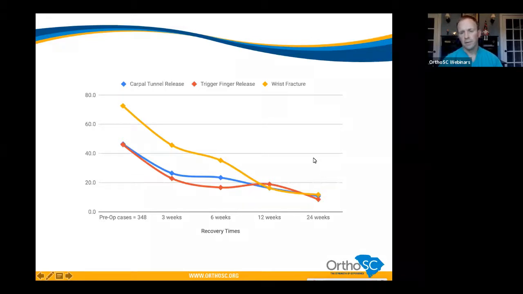Most people are recovered. I always tell people it can take up to a year for you to get as good as you're going to get after surgery. And so it just takes a lot of patience. But again, that's more for arthritis or bigger wrist fracture surgeries. And so for some of the smaller surgeries, you're back and you're glad you did it after even a couple of weeks.